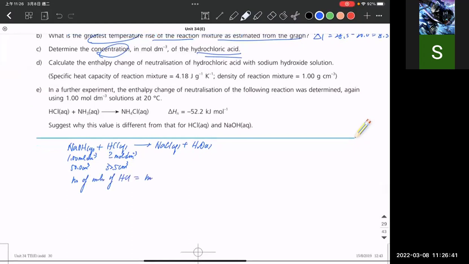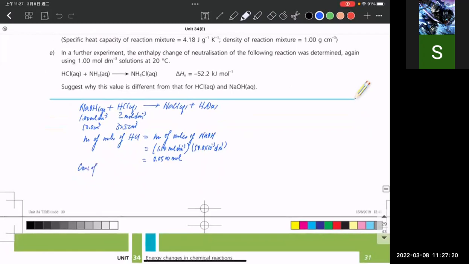of HCl is equal to the number of moles of NaOH, okay, which is 1.00 molar times 50.0 times 10 to the power minus 3 dm cube. Do you still remember? And it is 0.0500 mole. Okay, this is the run, and you are going to find out the concentration of HCl.